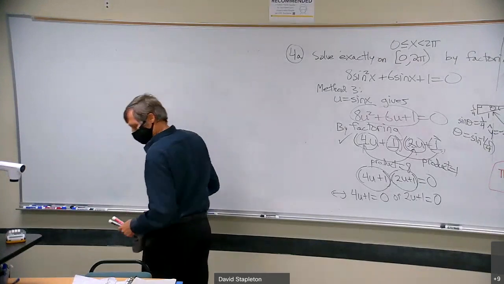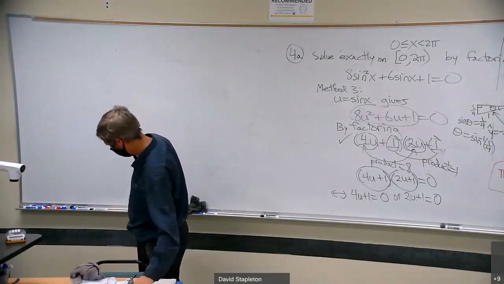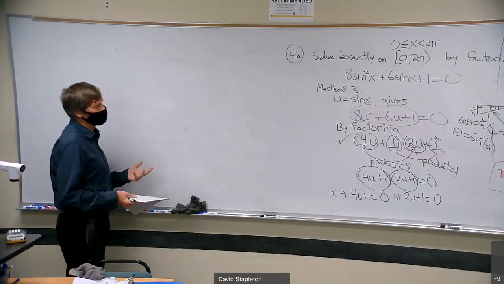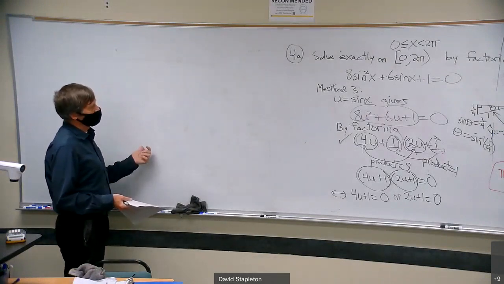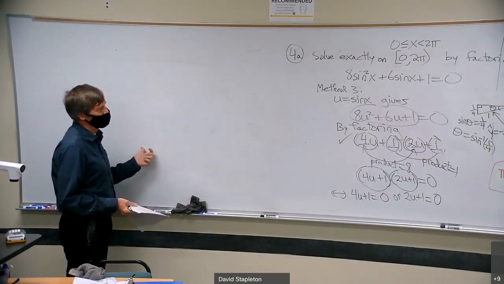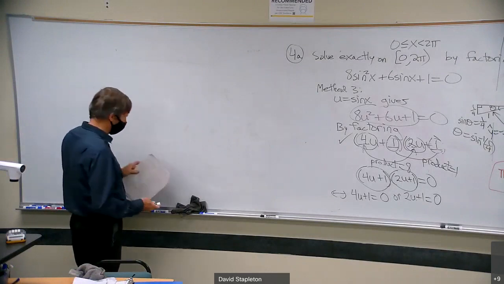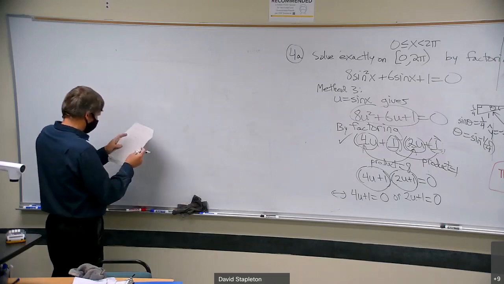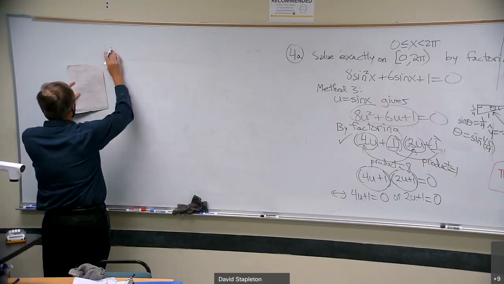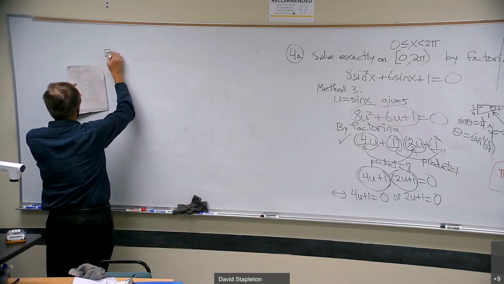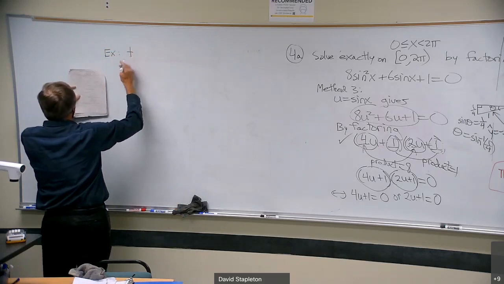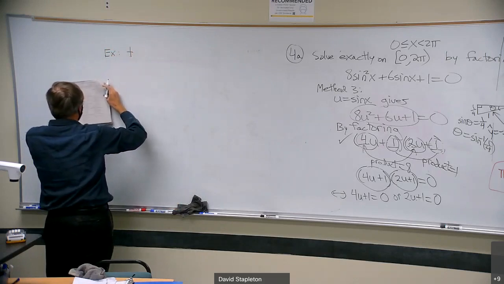Let's try this one now. It's similar. I'm going to save the last method for next time. The last method is, what if I have more than one trig function in an equation? So that'll be next time. Today we'll just do the one trig function in an equation. Let's try this one. Tangents, oh, actually I got two more here. I'm going to do this one first.